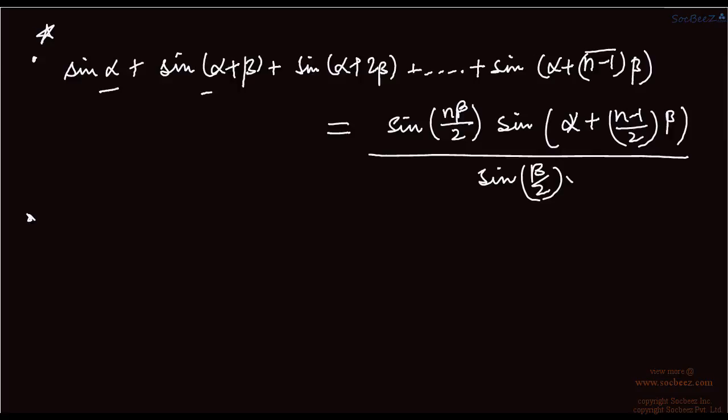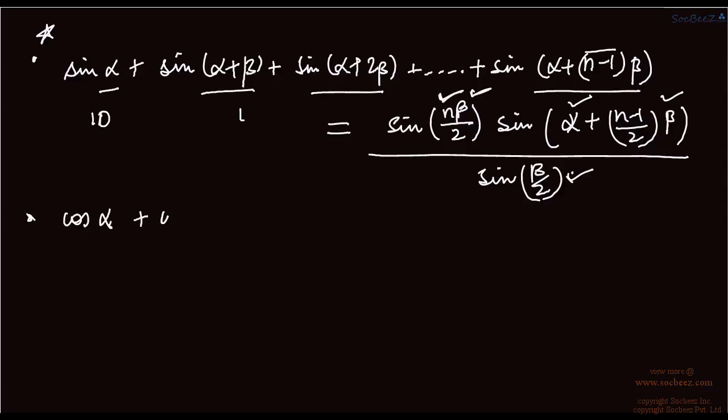If you are asked sine of 10 plus sine of 11 plus sine of 12 plus sine of 13, like that, in that case alpha will be 10 and beta will be 1. Then up to 20 you have to write the summation. Then you can just use this: n is equal to 10, beta is equal to 1. So 10 upon 2 is sine of 5 degrees. Here n minus 1 by 2 is 9 by 2, beta is 1, so 4.5, so 14.5 degrees. Beta by 2 is 0.5 degrees, so sine of 0.5 degrees. And now you got the answer.